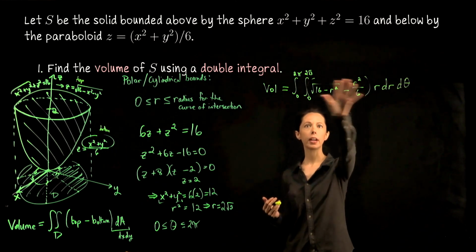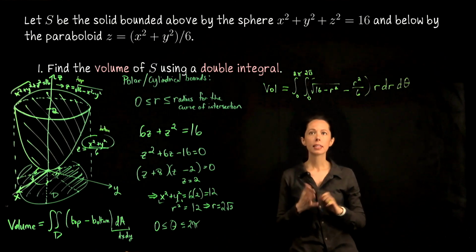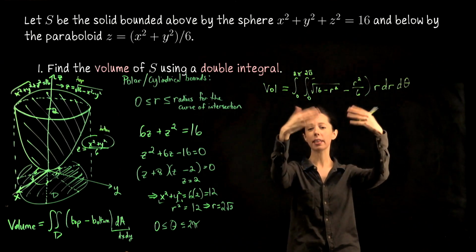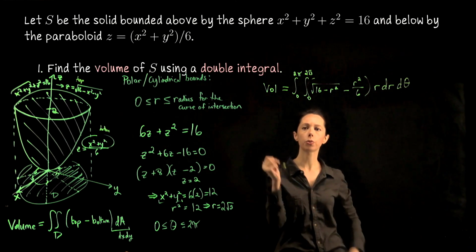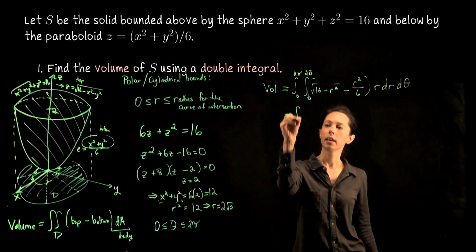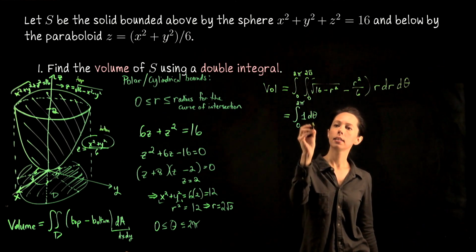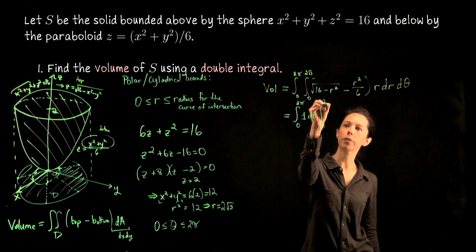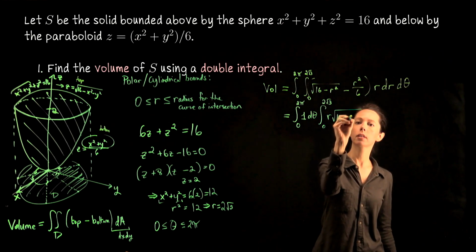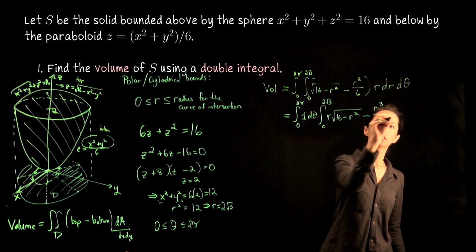What you could do here is integrate everything with respect to r, plug in the top and bottom bounds for r, and then integrate everything with respect to theta. Since I have a double integral over constant bounds, and in my integrand I only see r dependence, I don't see any theta dependence, this factors into the product of two single integrals. You don't have to do it this way, but I like rewriting it as the integral from 0 to 2 pi 1 d theta times the integral from 0 to 2 square root of 3 of r times the square root of 16 minus r squared, and then minus r cubed over 6 dr.